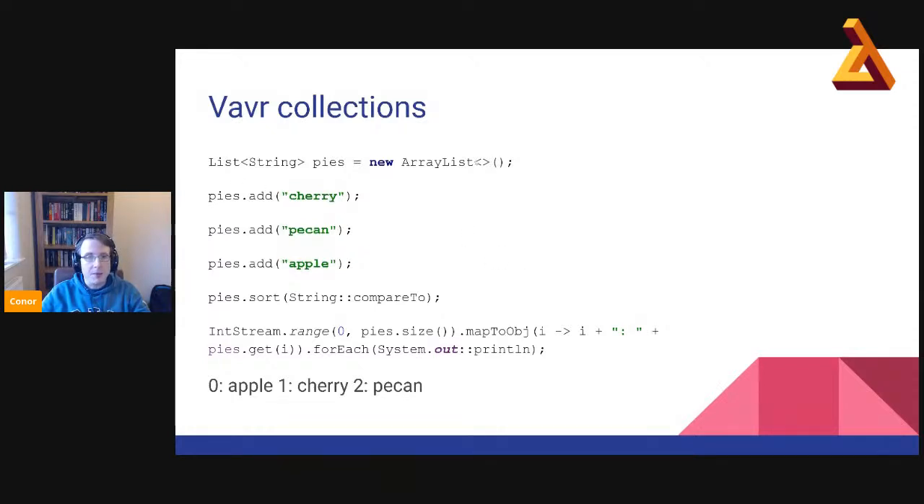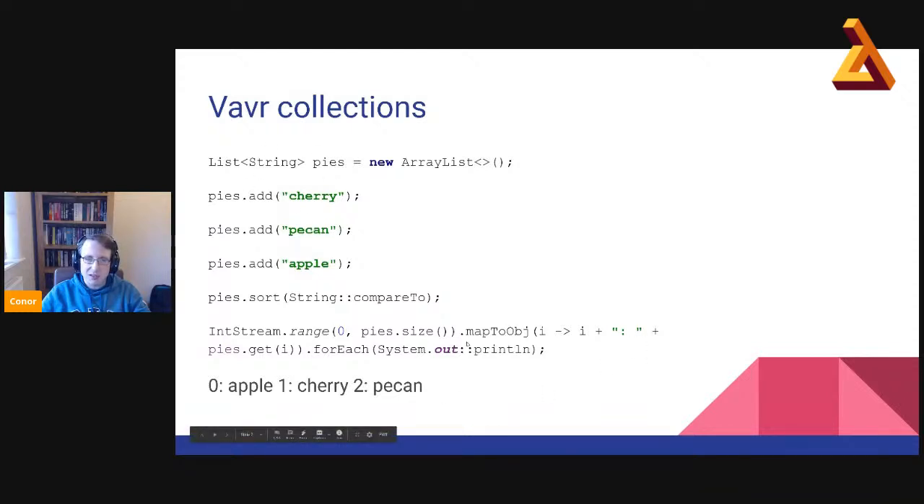So I got my list. I'm going to add some pies to that list. I'm going to sort them. And then I want to give them a numerical ranking, so I'm going to basically get the index of each of these. The charming idiom in Java 8 to do this is you get an IntStream, and then you do mapToObj for the values of that list.